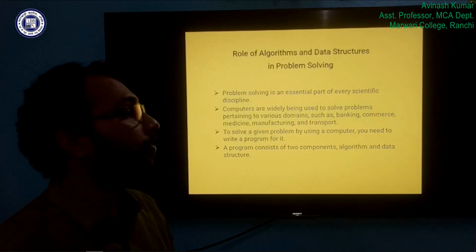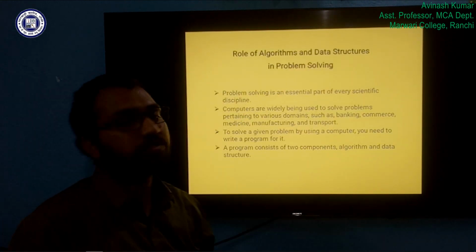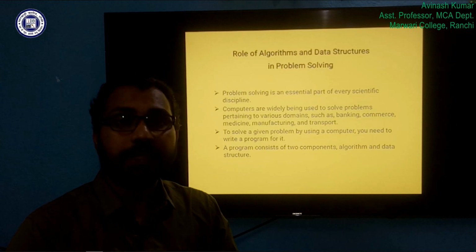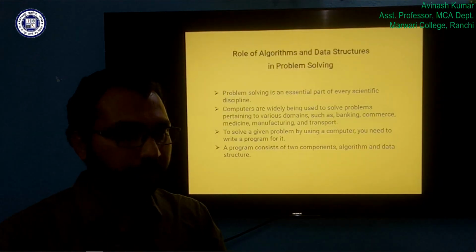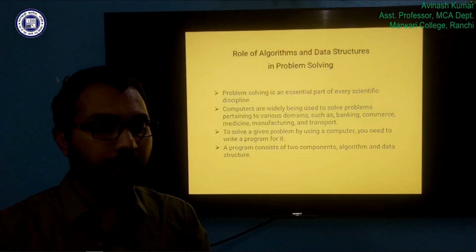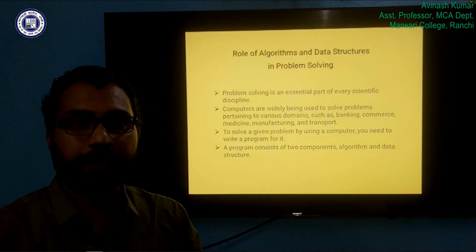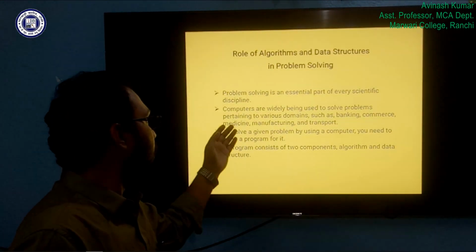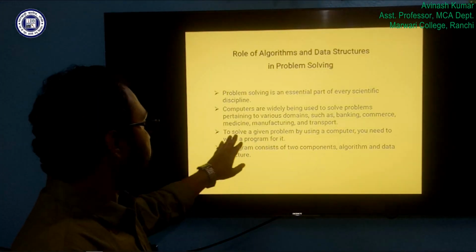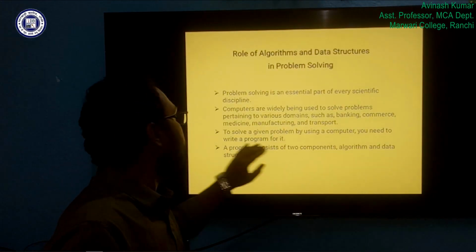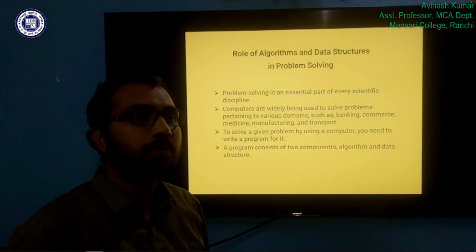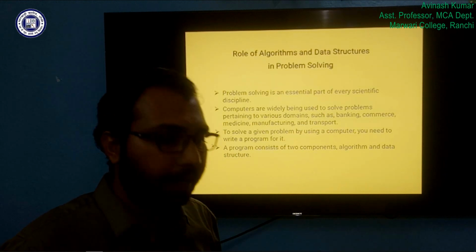So first we will discuss the role of algorithms and data structures in problem solving. Problem solving is an essential part of every scientific discipline. Computers are widely being used to solve problems pertaining to various domains such as banking, commerce, medicine, manufacturing and transport. So we can see that computers are widely used in almost every field nowadays, and to solve a given problem by using a computer you need to write a program for it. So what we need to do? We need to program, we need to automate things so that our tasks in future get easier and easier.